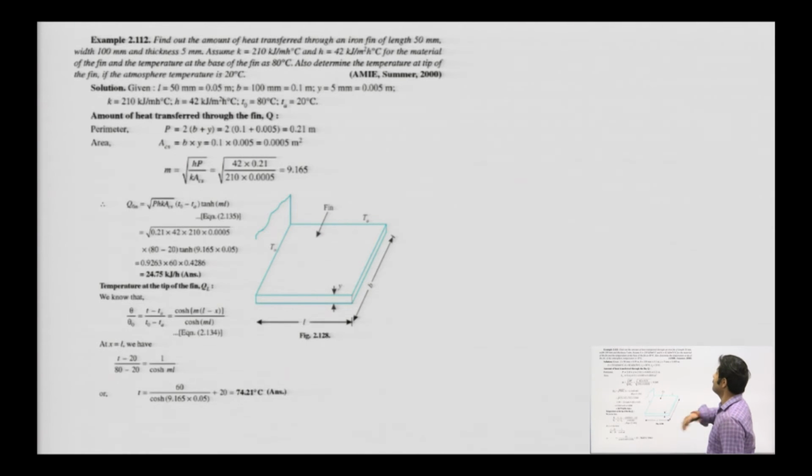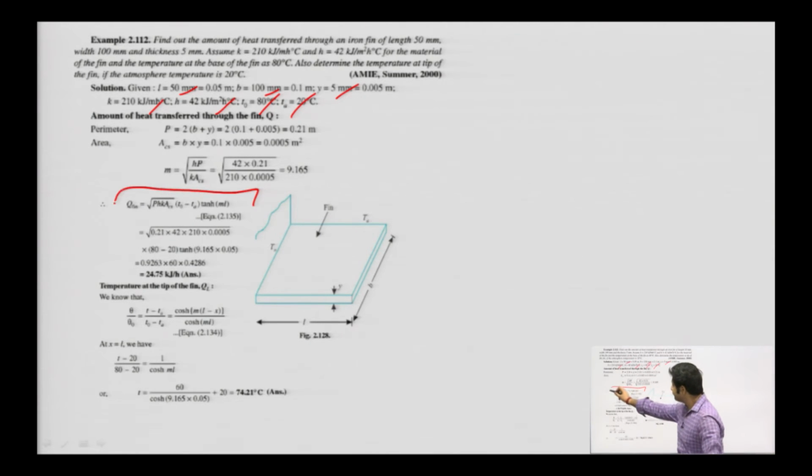So the solution is right in front of you. The length is given, the width is given, the thickness is given, the K is given, the H is given, the base temperature is given, and the ambient temperature is given, right? So the amount of heat transfer to the fin, you all know when the fin tip is insulated, this is the formula.